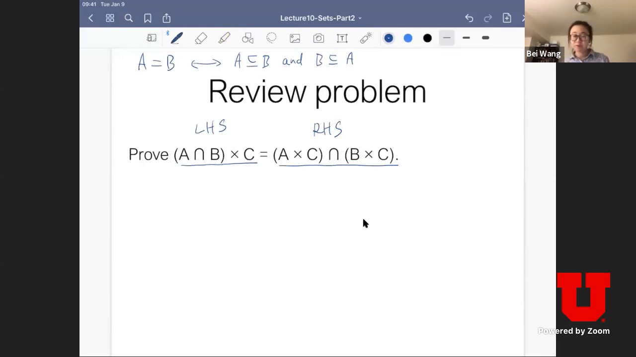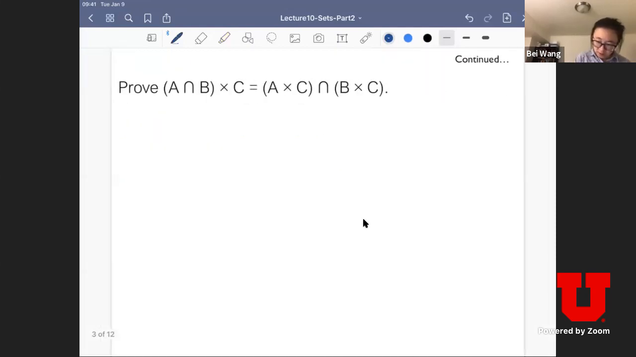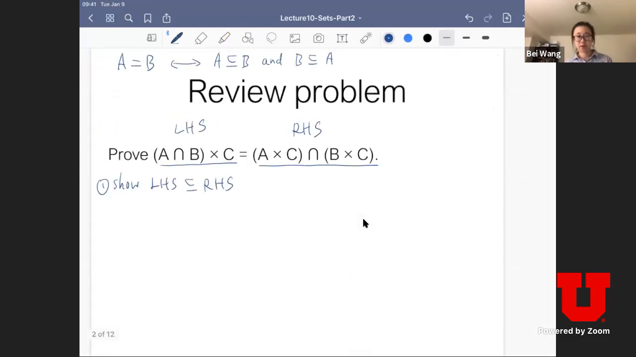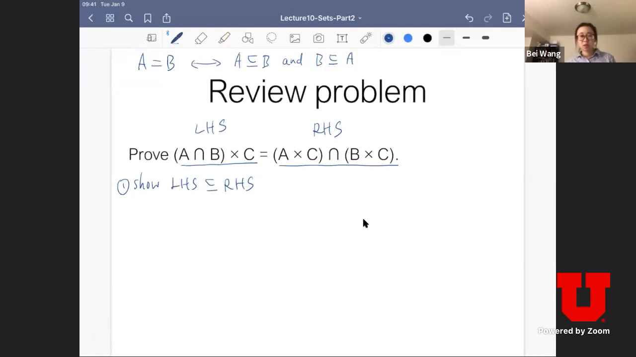So in order to prove equality, I need to prove two things. One is I need to show left-hand side is a subset of right-hand side. And case number 2 is I want to show, right-hand side is a subset of left-hand side. All right, so let's do the first direction. The left-hand side has to be a subset of the right-hand side.